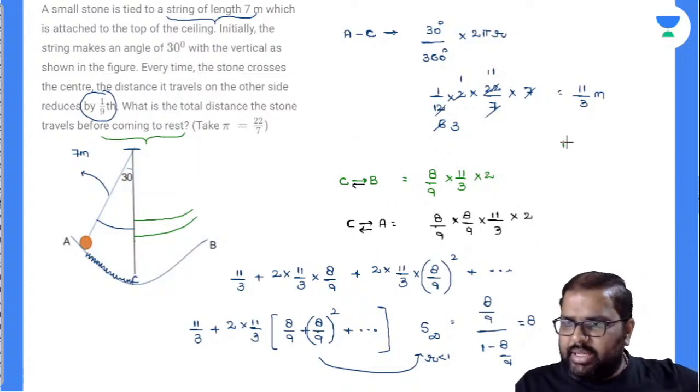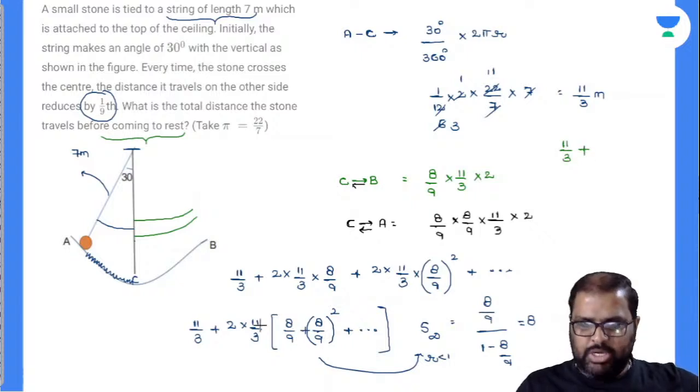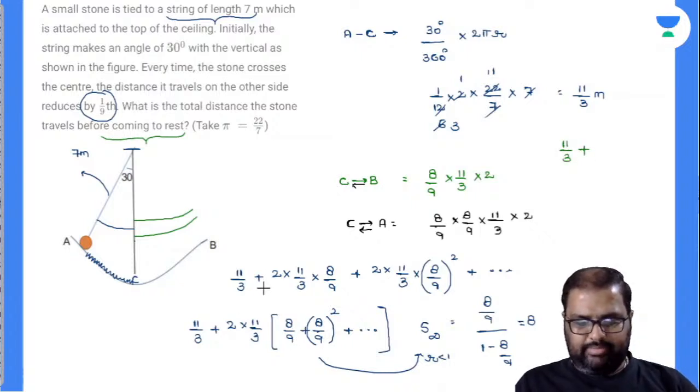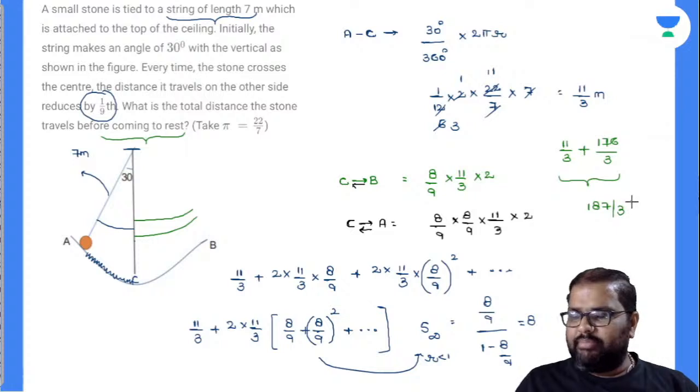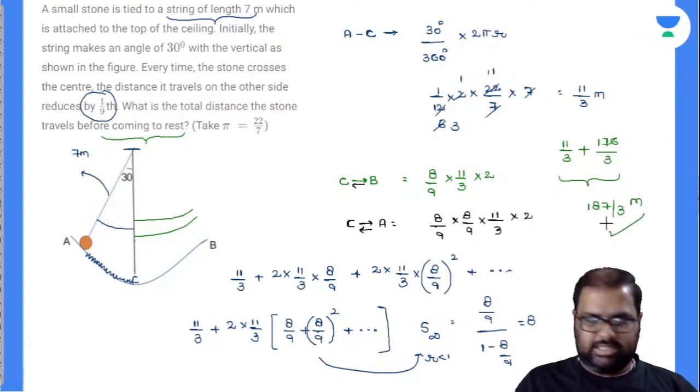So 11/3 plus 2 into 11 into 8. So 2 eights are 16 into 11. Am I right or wrong? 16 into 11 is 176 divided by 3. So finally what will be the answer there, beta? It is 187/3. So this is the total distance traveled by the stone before coming to rest.